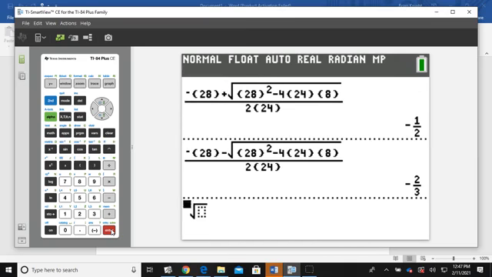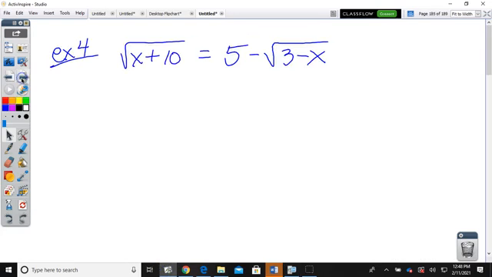Okay. All right? How many examples are there? Example of what? 4. So, example 4.